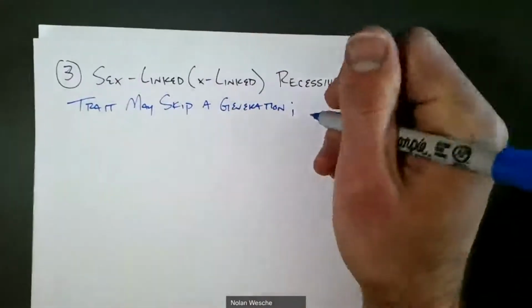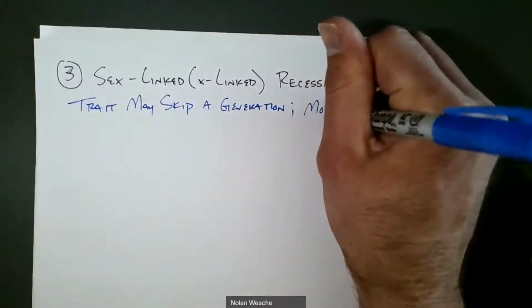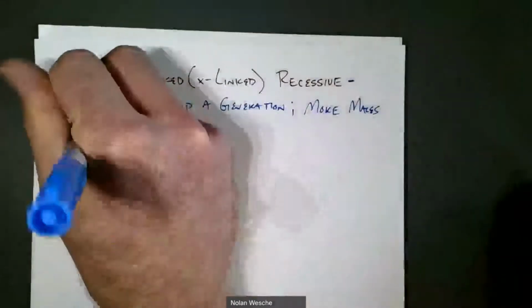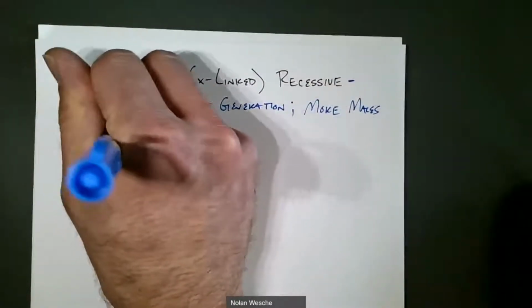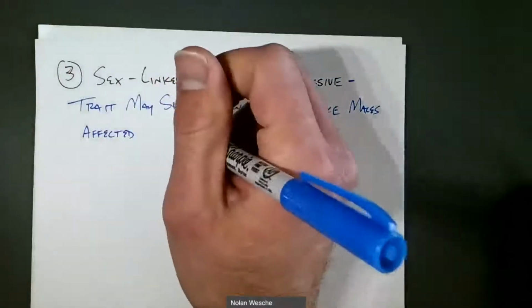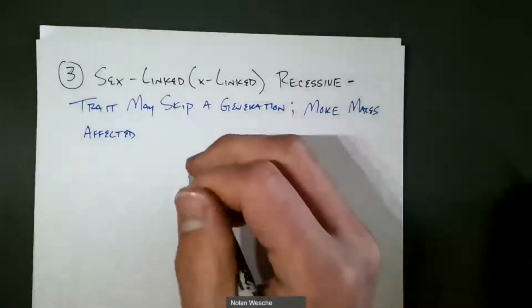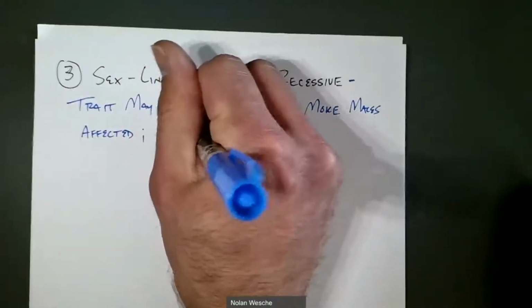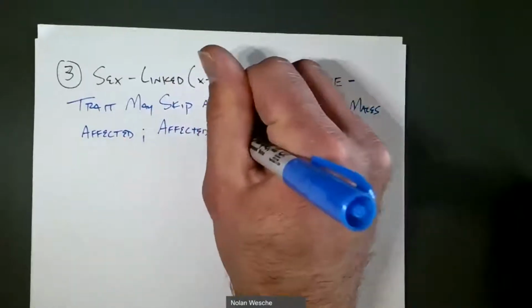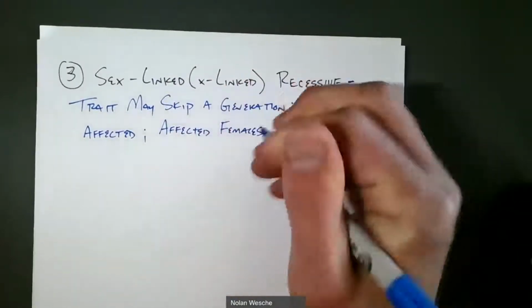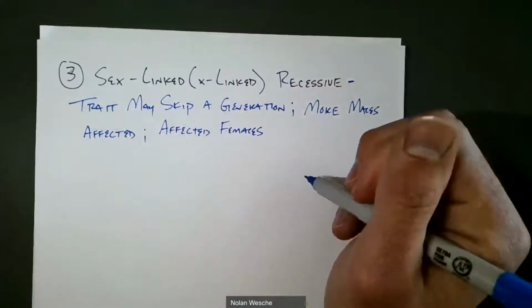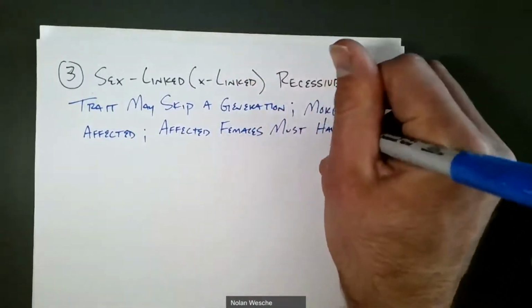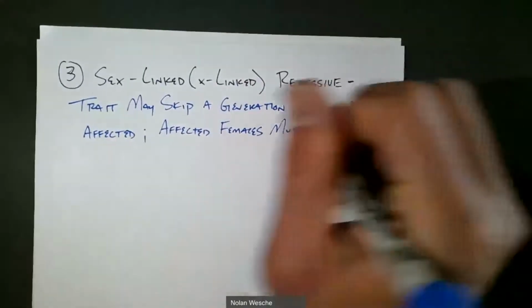but this time we're going to see more males that are affected because they just have one X chromosome. So there's no chance that a recessive allele can be masked. So it's always going to be expressed if it's there. So more males affected. And if you have an affected female with both recessive alleles, they're going to have males that are affected 100% of the time. So affected females must have all affected sons.